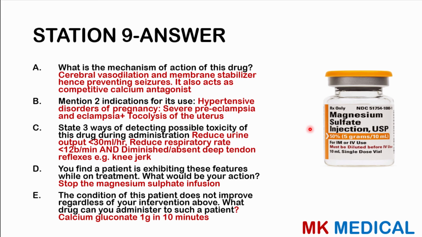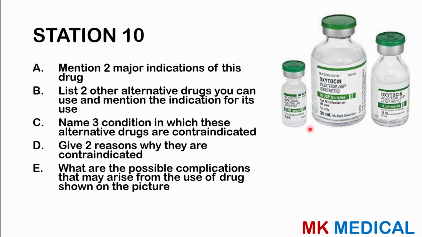Then of course 3 ways in which you detect toxicity. So you check for the urine output. It's usually less than 30 mils per hour. The respiratory rate will be depressed, less than 12 breaths per minute. And of course, there will be diminished or even absent deep tendon reflexes such as the knee jerk. So when you find these things, you should stop the magnesium infusion, or you should stop giving the magnesium sulfate. And if the patient doesn't improve, give calcium gluconate, 1 gram in 10 minutes.